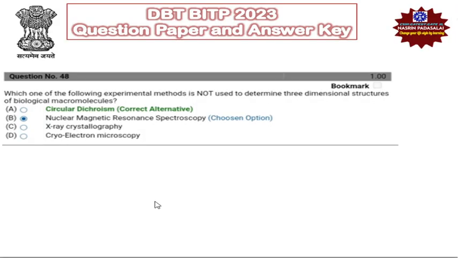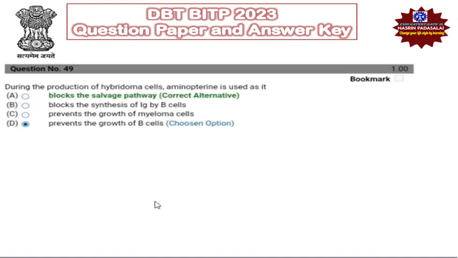Okay, so which of the following experimental methods is not used to determine the three-dimensional structure of biological macromolecules? Again, it is a repeated question. You can find this question in the DBT examination, GATE, Excel, BT, and even CSIR examinations. The correct answer is CD. It is generally employed for determining the secondary structure of protein, whereas NMR, X-ray, and electron microscopy are employed for 3D structure. Next is hybridoma technology.